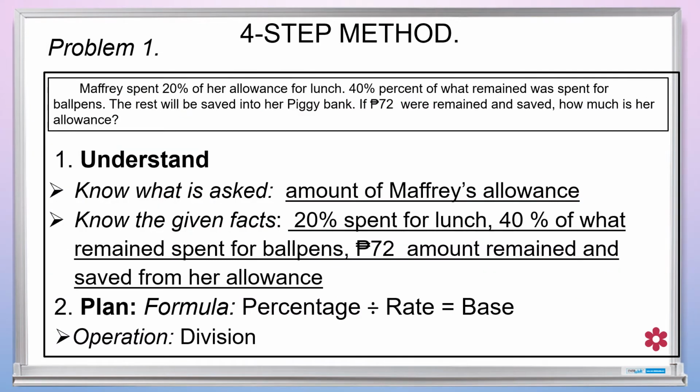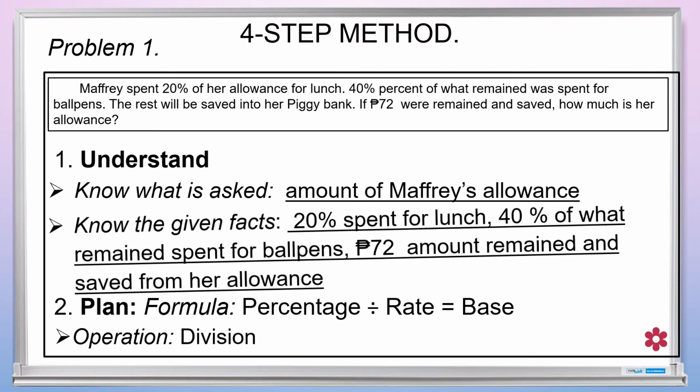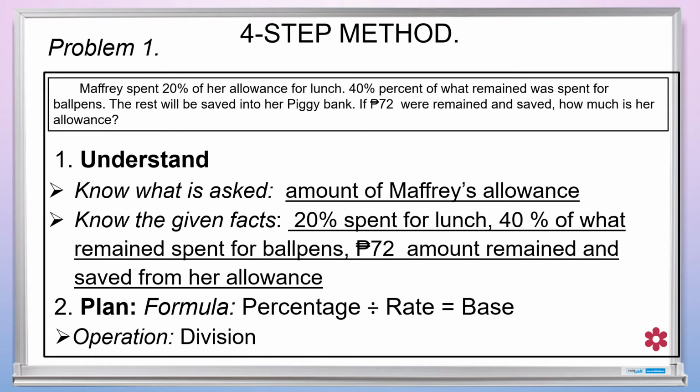Let us answer problem number 1 by applying the 4-step method. First, understand. We have to know what is asked in the problem and know the given facts. So the amount of Math5's allowance is the unknown and what is asked. And the given facts are 20% spent for lunch, 40% of what remains spent for ball pens, and 72 pesos is the amount remained unsaved from her allowance.